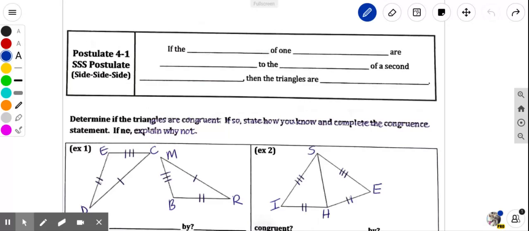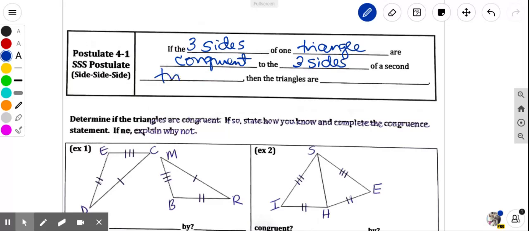Okay, so the first shortcut for triangle congruency is called side, side, side, also known as SSS. Basically what side, side, side says is, if the 3 sides of one triangle are congruent to the 3 sides of a second triangle, then the triangles are congruent.